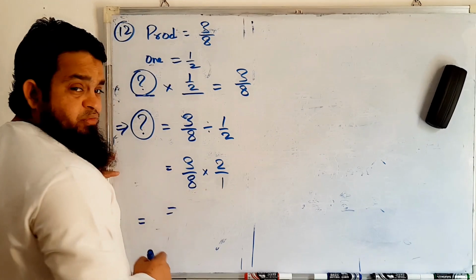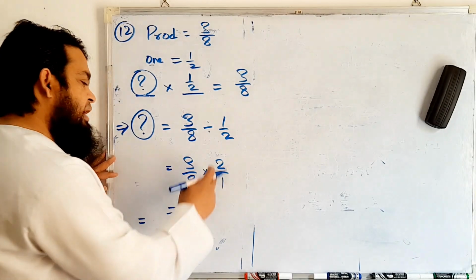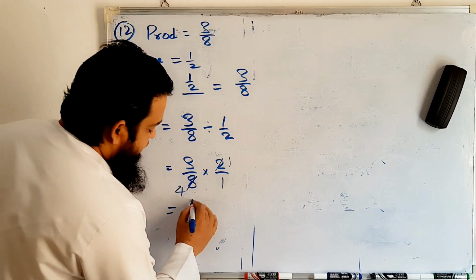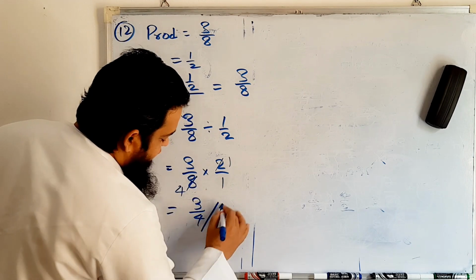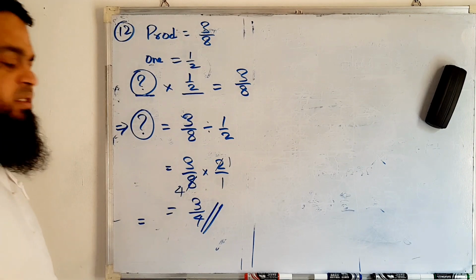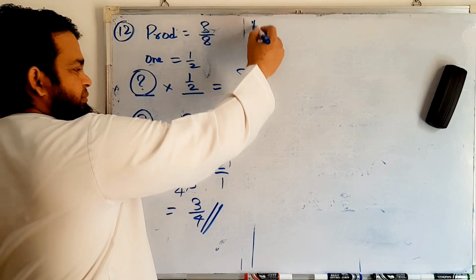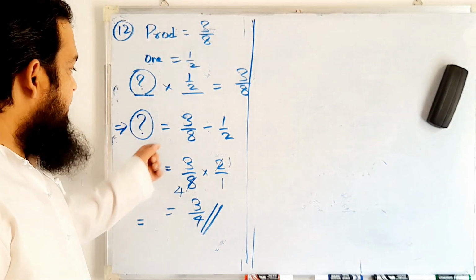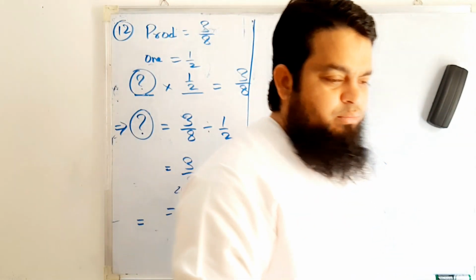So any common factors in numerator and denominator? Yes, we have 2 and 8. So 2 ones 2, 2 fours 8. So the answer is 3/4. The second rational number is 3/4. It's simple. Just rewind if you didn't get the concept. Please rewind. You will come to know.